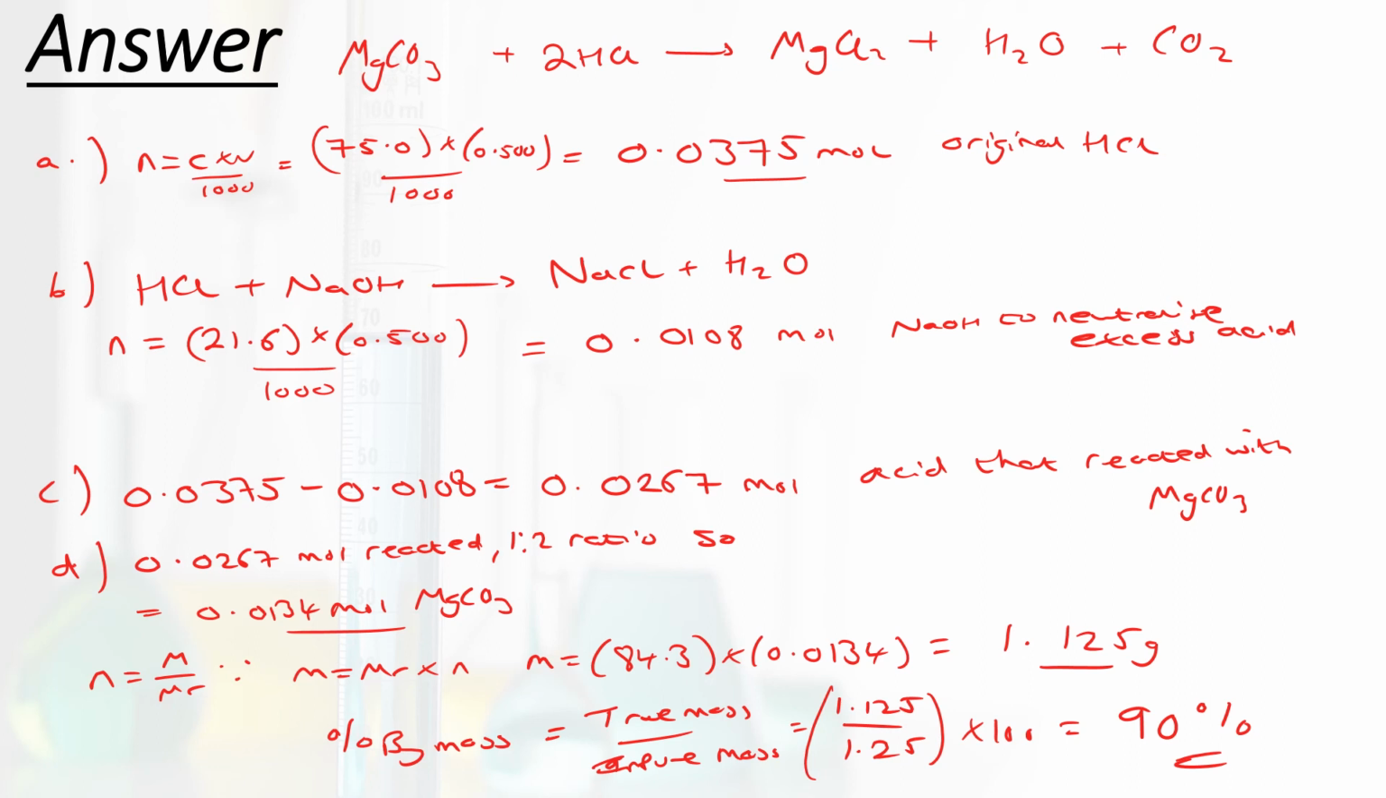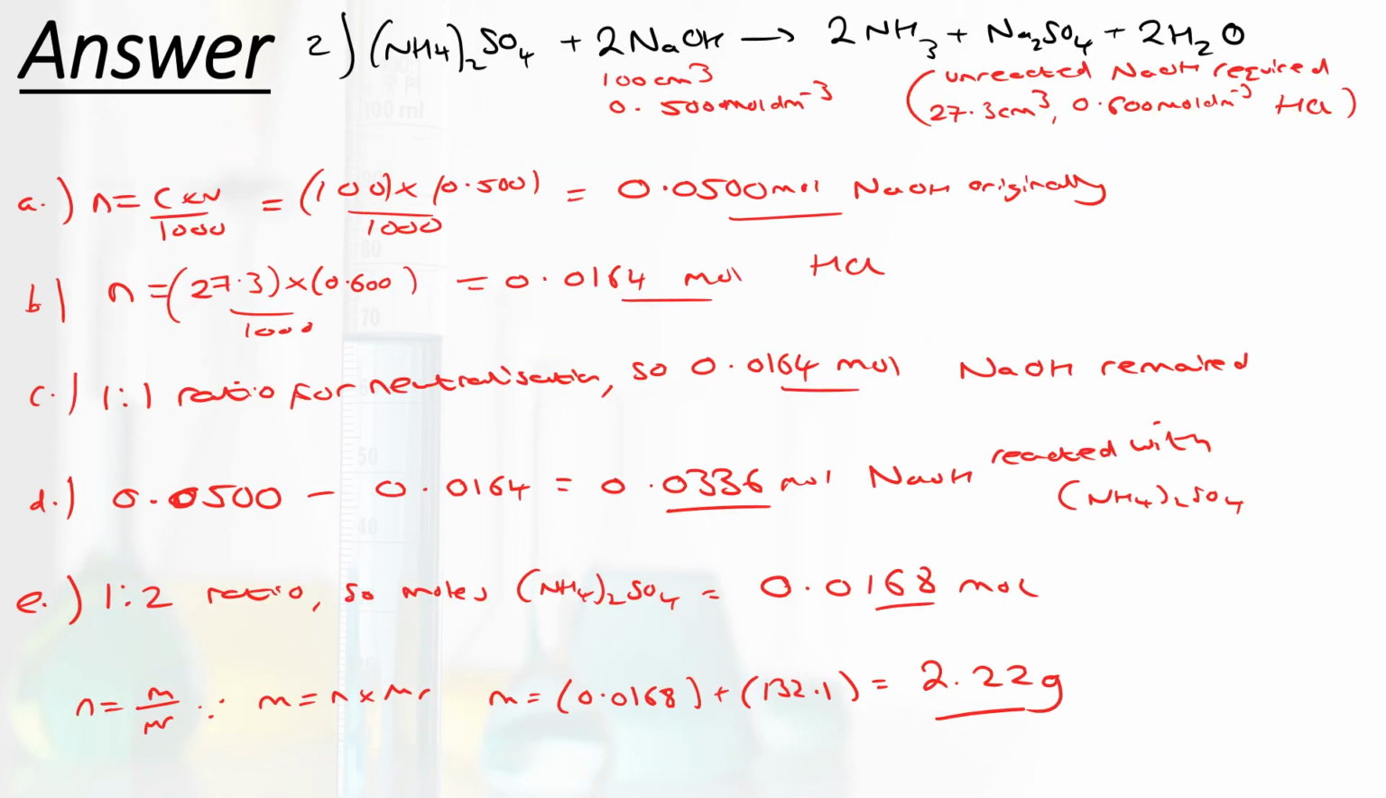So to work out the percentage by mass, it's very similar to a kind of percentage yield, where we take our actual mass divided by the theoretical mass. The percentage by mass is taking the true mass that we've just worked out and dividing it by what the impure mass is. Essentially, we're saying how much of that original magnesium carbonate that we added is actually pure magnesium carbonate. So we do 1.125 divided by 1.25 times 100, and that's 90%. So 90% of the impure magnesium carbonate we added is actually pure magnesium carbonate.